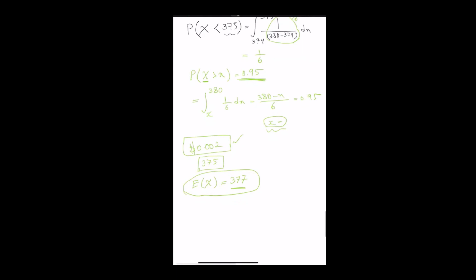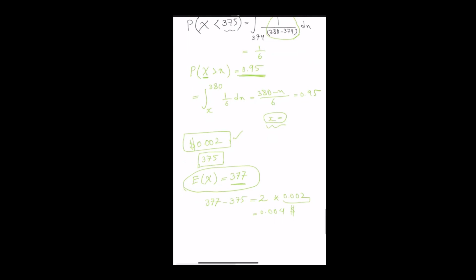So the cost of a typical container that we pick is going to be 377, which is the average weight of the container, minus 375, the target, which is 2 millimeters, multiplied by this dollar amount. That's going to be $0.004 cost on each container in this system. The average cost of each container in this system. Good.